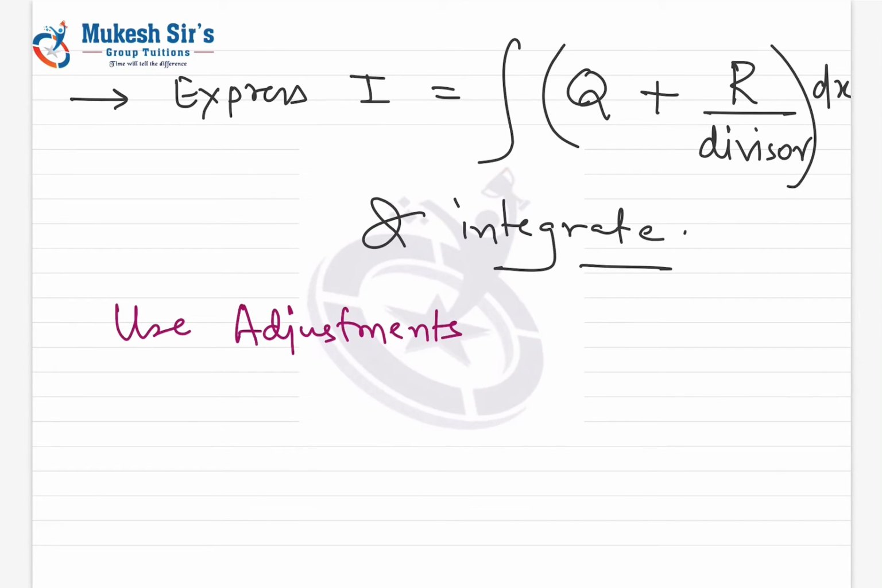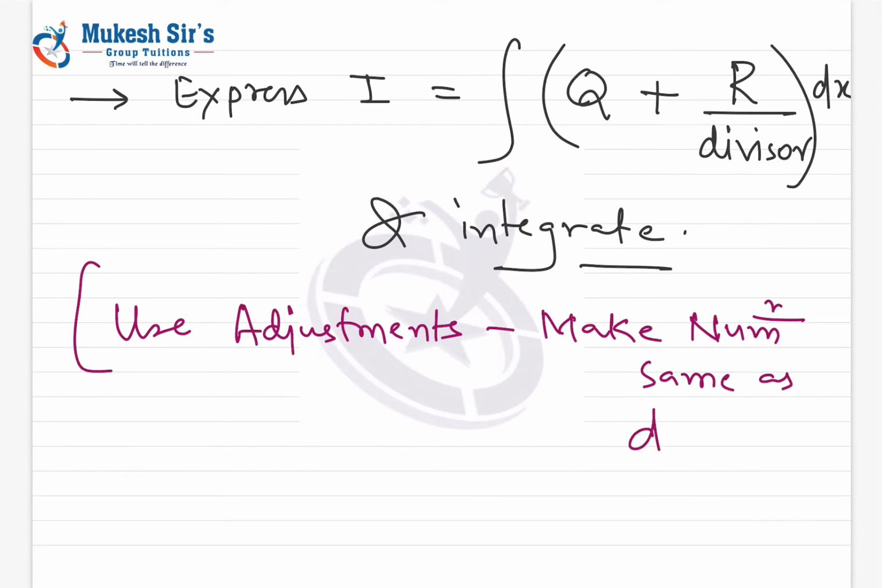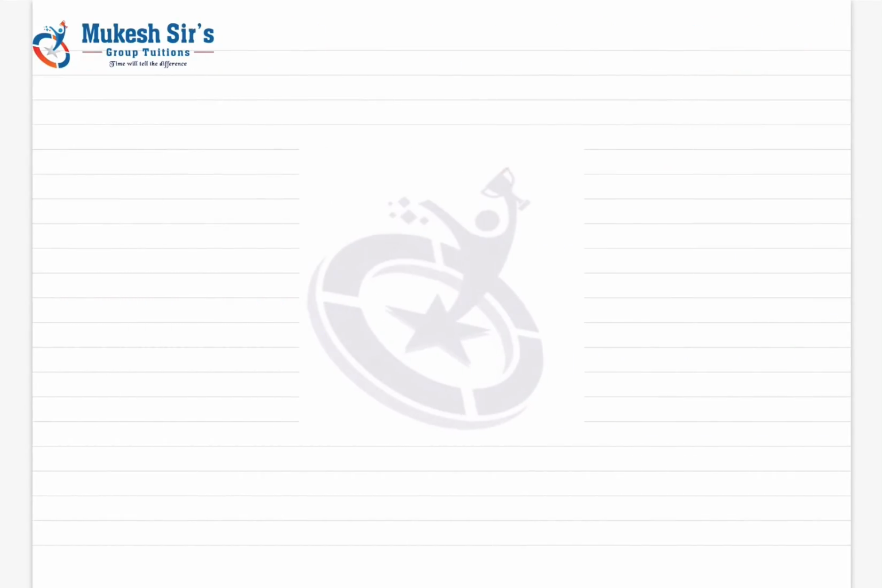Now adjustments means you have to make the numerator same as the denominator. So I'll give you an example for this also, what exactly it is, and this is going to help you in the later part of the chapter also. So let's take two examples.